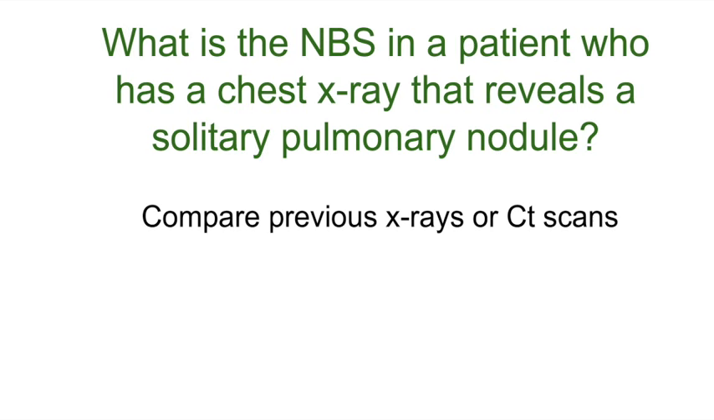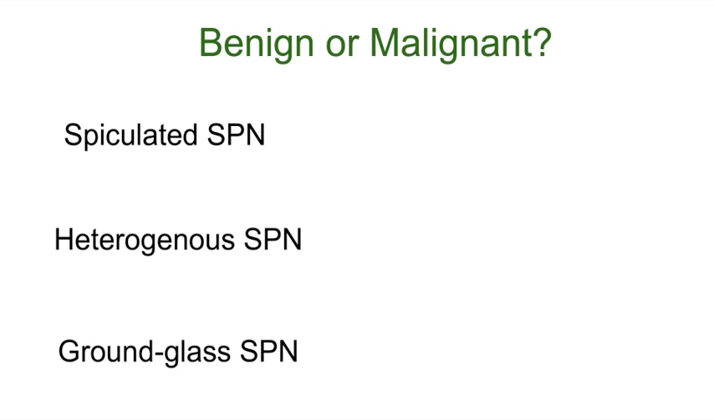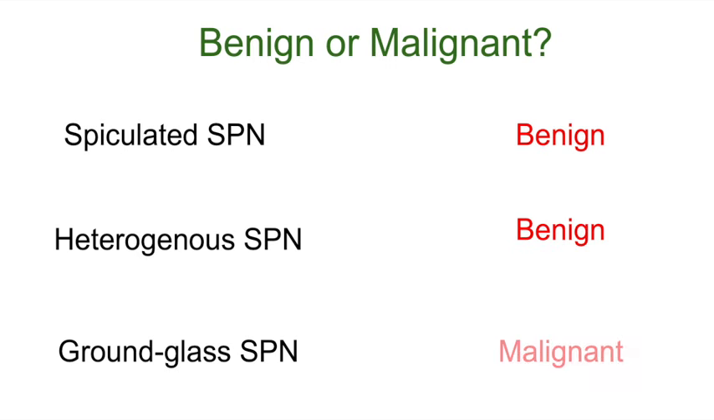Okay, now just a quick pop quiz. Benign or malignant for solitary pulmonary nodules. So if it's a spiculated nodule, benign or malignant? Benign. Heterogeneous pulmonary nodule, benign or malignant? Benign. Ground glass nodule, malignant. So this is a high yield fact or slide for you to know. Just take some time right now and really commit this to memory.